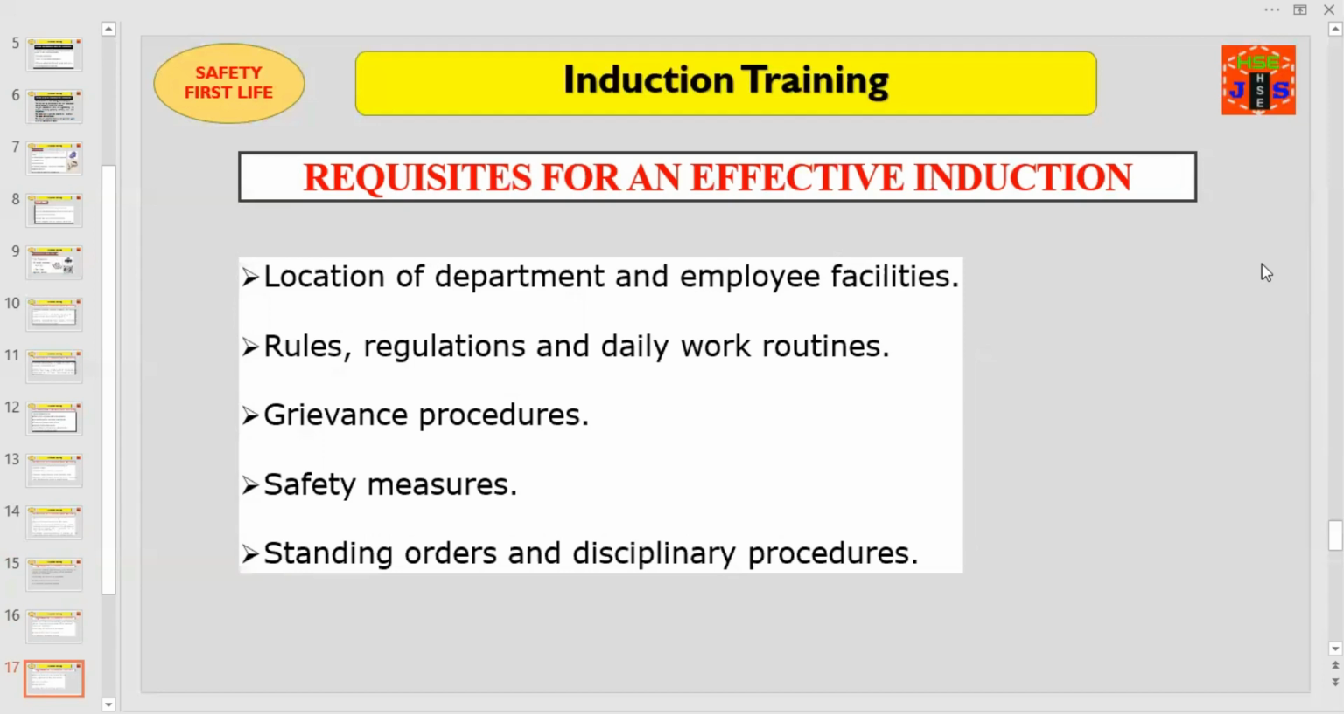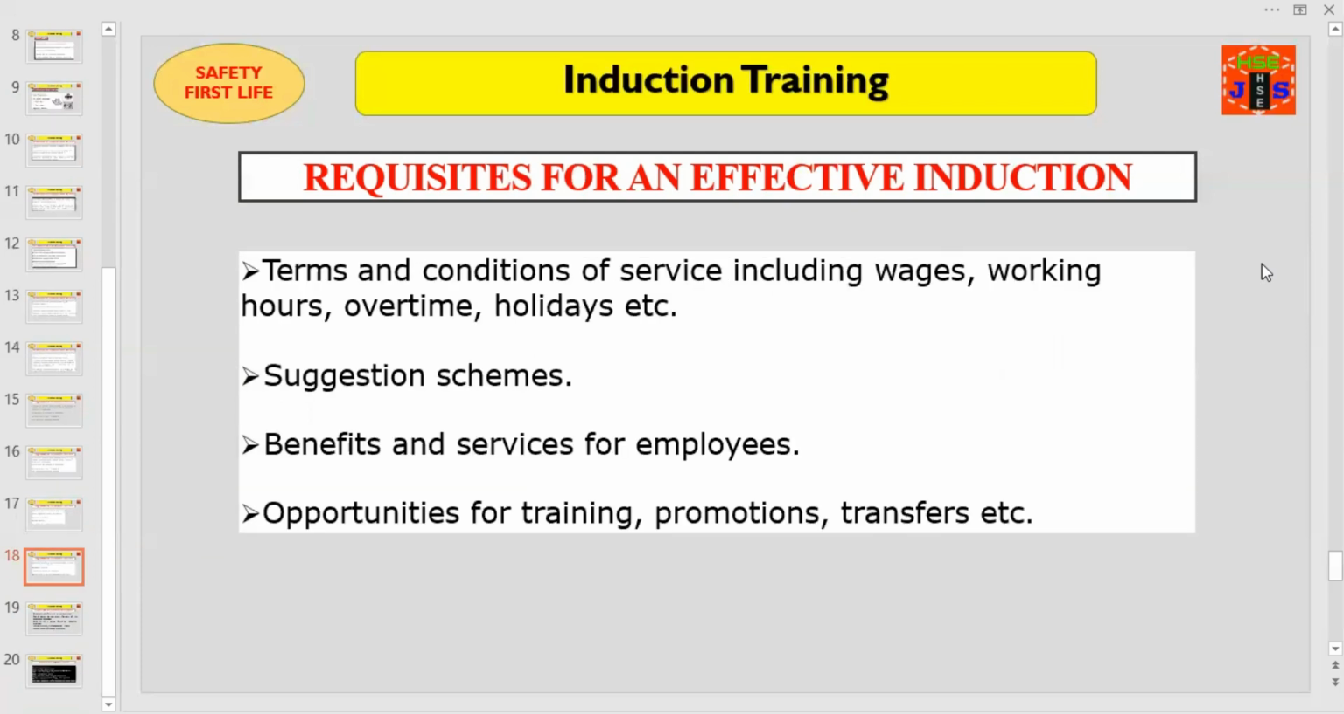Number six, rules, regulations, and daily work routines. Number seven, grievance procedures. Number eight, safety measures. Number nine, standing orders and disciplinary procedures. Number 10, terms and conditions of service, including wages, working hours, overtime, holidays, etc. Number 11, suggestion schemes. Number 12, benefits and services for employees. And number 13, opportunities for training, promotions, transfers, etc.